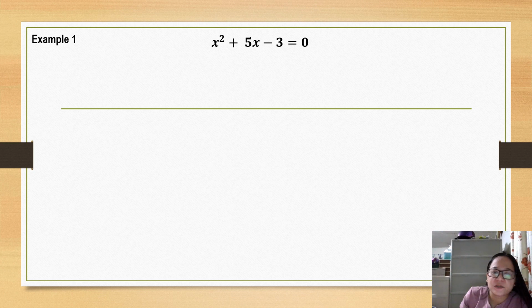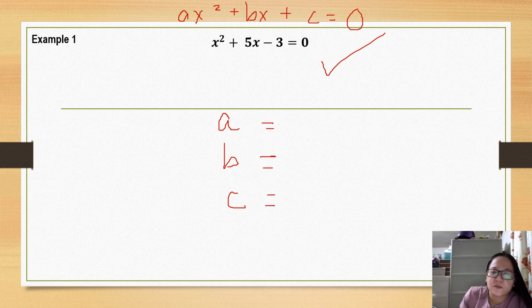Let's say we have x squared plus 5x minus 3. Since this is already expressed in the form ax squared plus bx plus c is equal to 0, then this quadratic equation is already written in standard form. Since it is already written in standard form, we can now identify the values of a, b, and c. Now, a is equal to 1, b is equal to 5, and c is equal to negative 3.